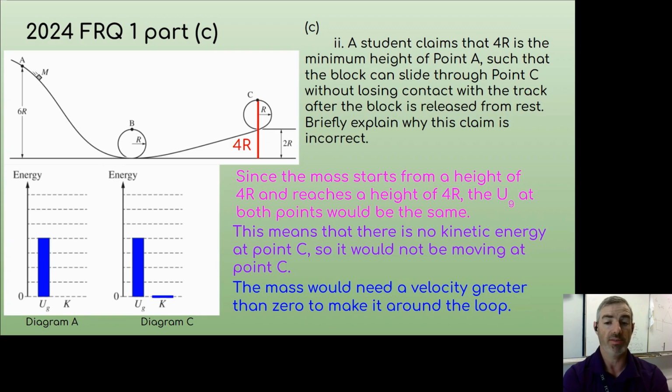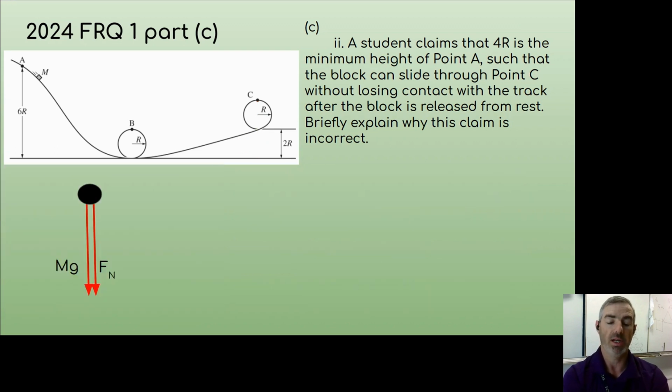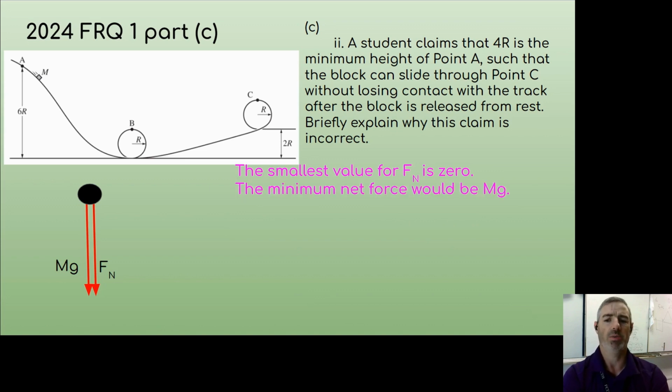We can actually figure out the exact velocity that it would need. This was not asked, but this is just a side note. The smallest value for our normal force we can have is 0, meaning that it's still barely in contact with the track. So the minimum net force would be mg, and we can use our second law equation, substituting a as v squared over r, and then we can solve for the velocity. The masses cancel out, and we end up with v squared equals gr.